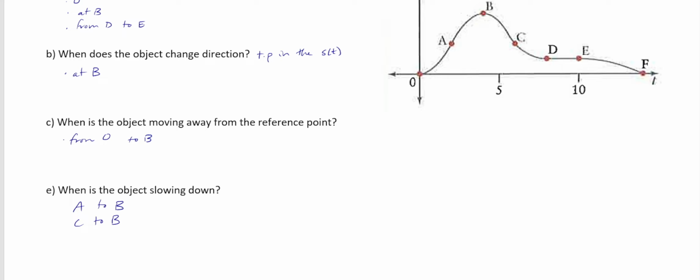From D to E, the object is at rest. And then from E to F, we can see that the slope is increasing, so that the velocity is also increasing.